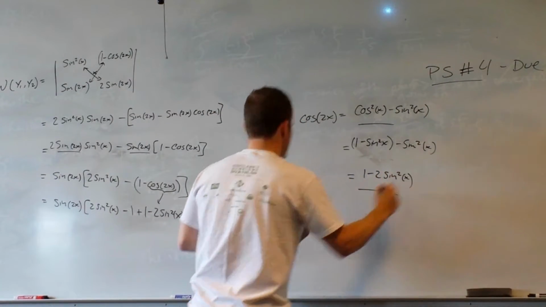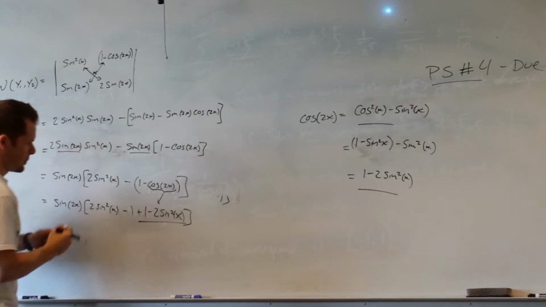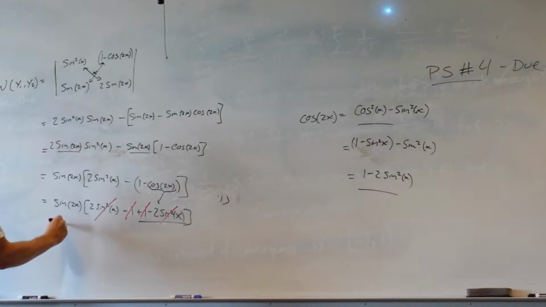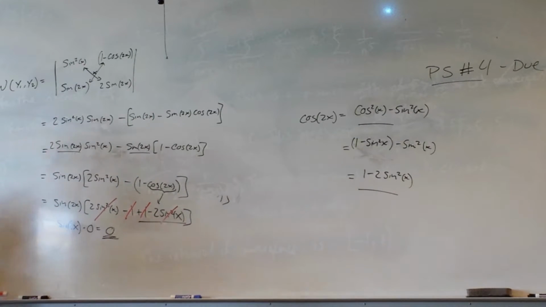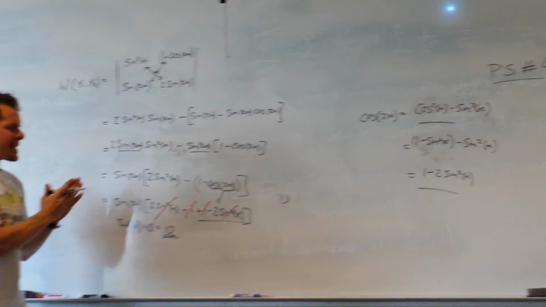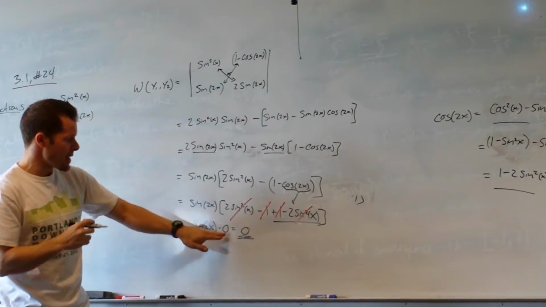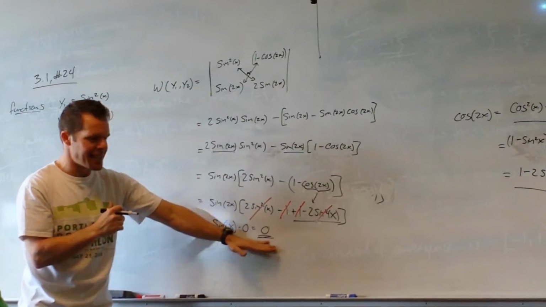Yep. So now it's sine x times 0, which is identically 0. That's the one thing about the Wronskian, it's kind of hard to make that clear, but it has to be identically 0 over that interval that we're talking about. And this is identically 0, no matter what x is, over any interval.